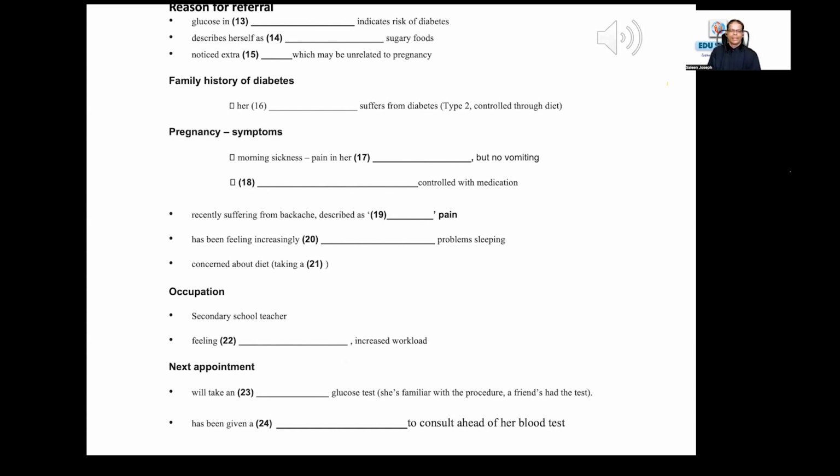Next appointment, will take an appointment. Dash test. They are speaking about a particular test. And 'an' means it should start with a vowel sound, right? And dash glucose test. Already you know what a vowel sound is. Has been given a, so easy, so I don't want you to repeat the answers. Has been given a dash to consult. Something is given there, so a name should be there.